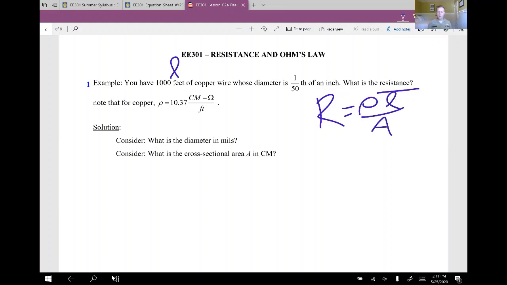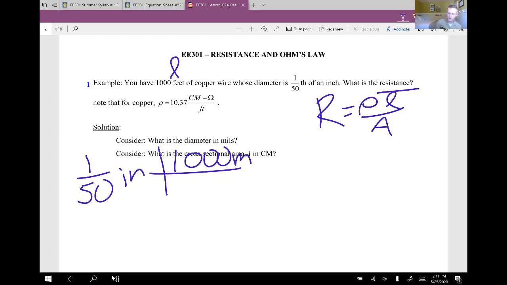Do we have L? Yes. We have rho? Yes. Do we have A? No, but we do have a diameter. So let's put the diameter into mils. If I have 1/50th of an inch, railroad track that, and I say that there's 1,000 mils inside of 1 inch, the inches cancel out, and I get 20 mils.